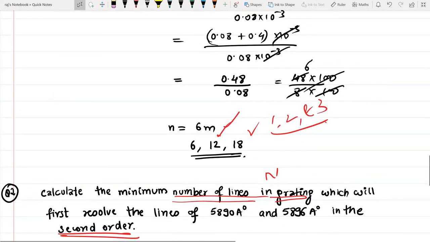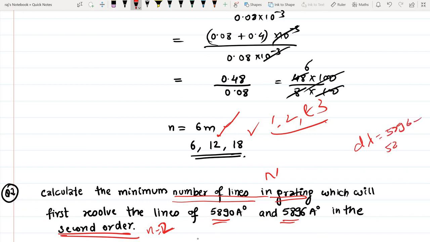Another question we will see: we have been asked to find the minimum number of lines n in the grating which will first resolve the lines of 5890 angstroms and 5896 angstroms in the second order. So basically this question is about the resolving power, but we have been asked the number of lines, capital N. Since it is given as second order, small n is equal to 2. We have been given two wavelengths, lambda 1 as 5890 angstroms and lambda 2 as 5896 angstroms. So we can easily calculate d lambda as 5896 minus 5890, that is equal to 6 angstroms.